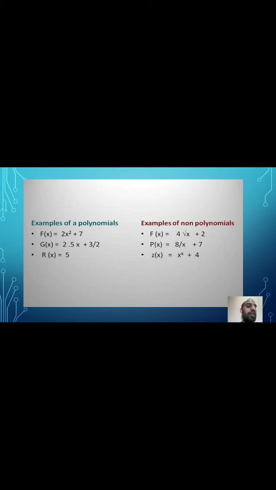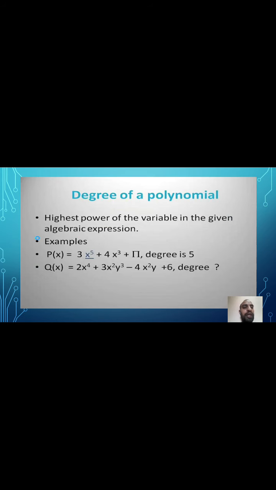Next is x raised to power x. You can see x is a variable and it is very clear we need a number in the power of x. So all these three examples are not polynomials. After that we have degree of polynomial. What does the degree mean? Degree means the highest power of the variable in any algebraic expression.